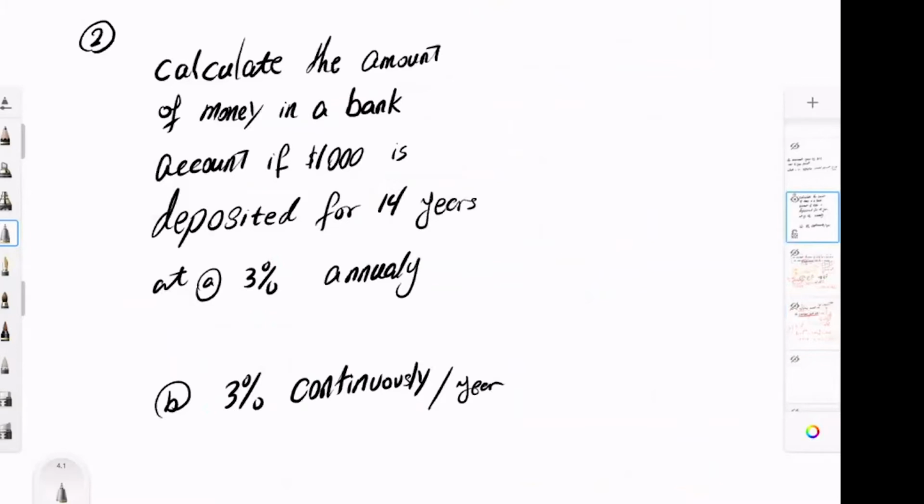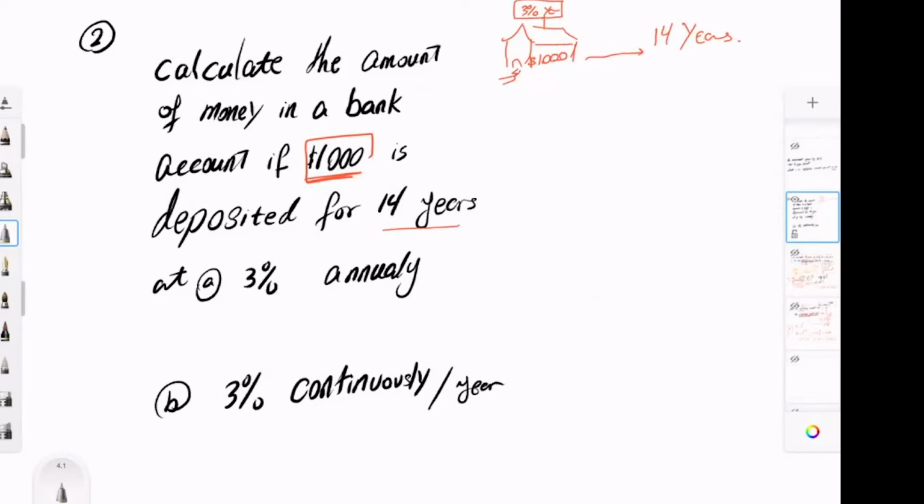So there's another homework question. Calculate the amount of money in a bank account if $1,000 is deposited for 14 years. So let's say there is a bank here. You deposit $1,000 and this bank advertises 3% per year. How much money do you have after 14 years? For this, again, this is a chapter 4 type of question. It's a word problem that you only have in chapter 4 of this course.